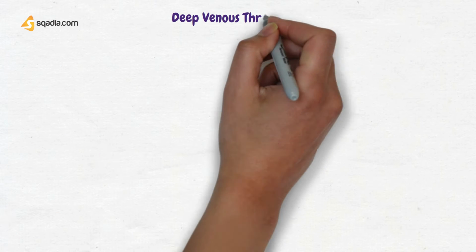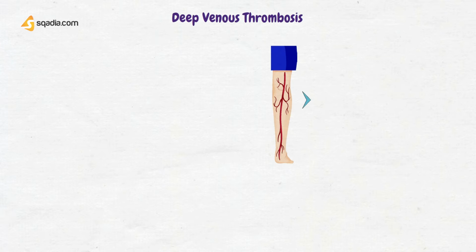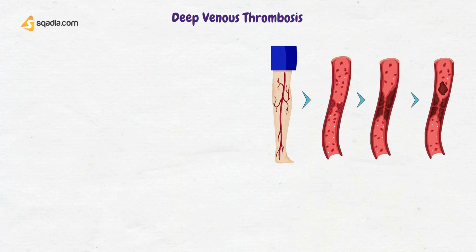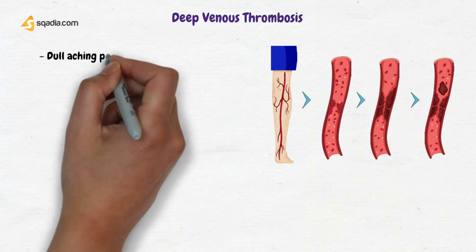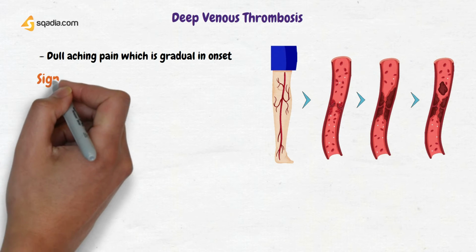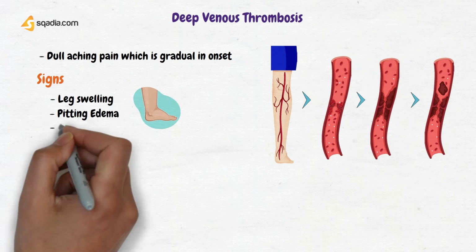Deep vein thrombosis is another common cause of leg pain. A thrombus forms around one-way valves present in veins, which eventually block venous blood flow. Pain is dull and aching in character and gradual in onset. Other signs include leg swelling, pitting edema, and mild fever.